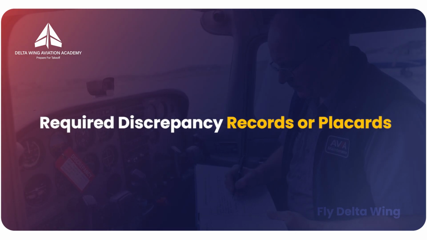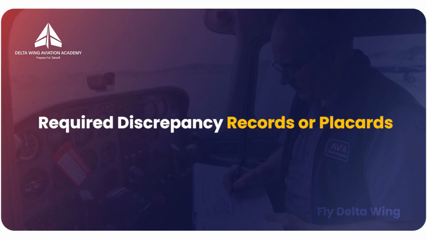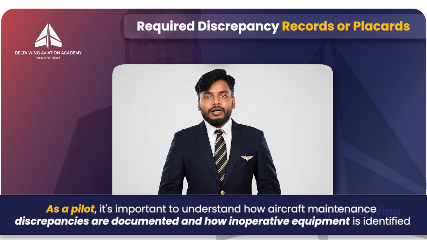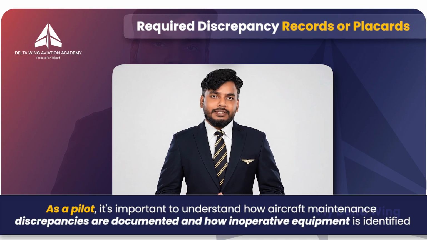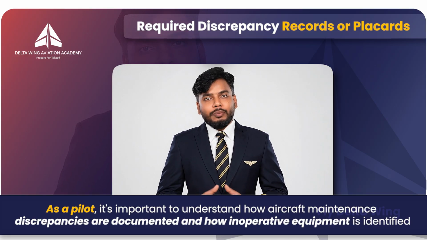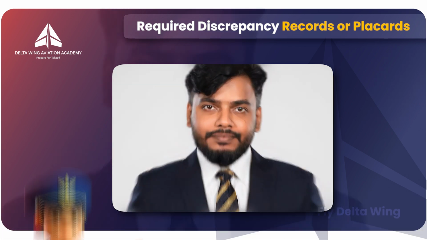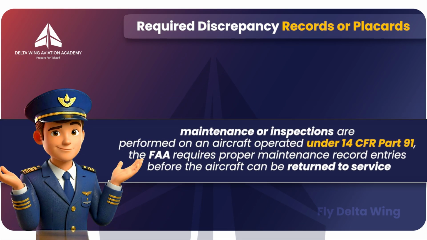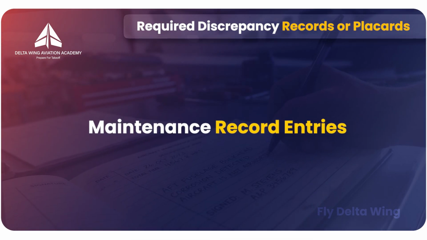Today's topic is required discrepancy records or placards. As a pilot, it's important to understand how aircraft maintenance discrepancies are documented and how inoperative equipment is identified. When maintenance or inspections are performed on an aircraft operated under 14 CFR Part 91, the FAA requires proper maintenance record entries before the aircraft can be returned to service. Let's start with the maintenance record requirements.